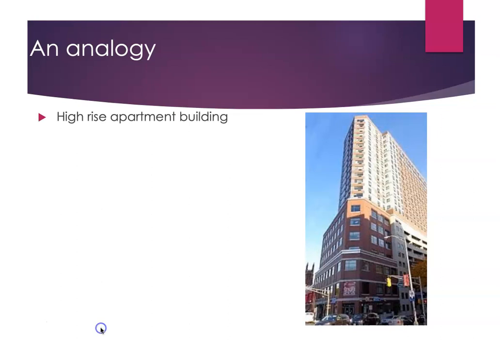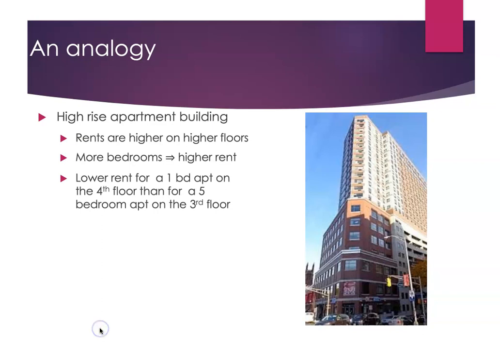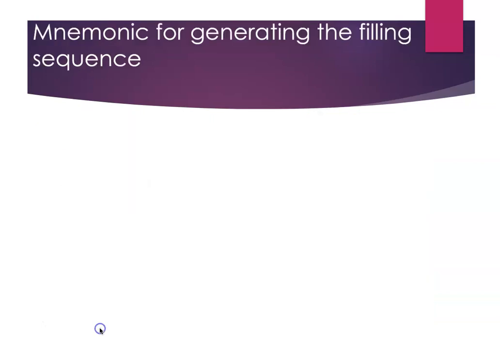As an analogy, it's kind of like a high-rise building, right? The rents are higher on higher floors. If the view is better, they can charge you more. But the size of the apartment also has an effect on the rent. The more bedrooms you have, the more the rent would cost, which also seems reasonable enough. But the net effect is that a 1-bedroom apartment on the 4th floor has a lower rent than a 5-bedroom apartment on the 3rd floor, which isn't immediately obvious and yet doesn't seem so outrageous either.